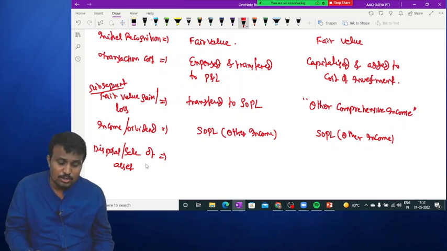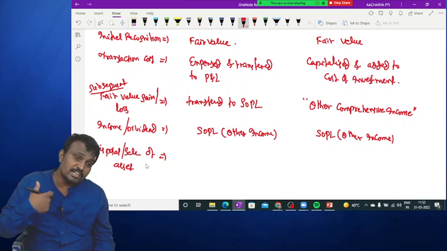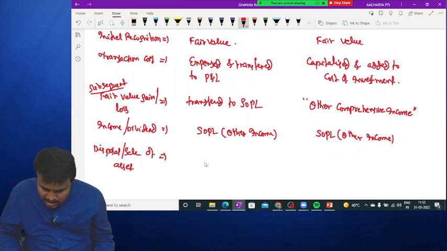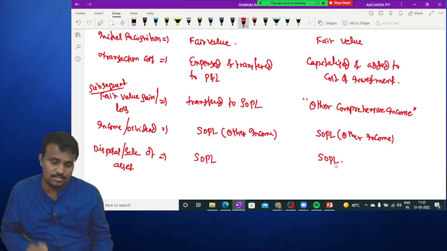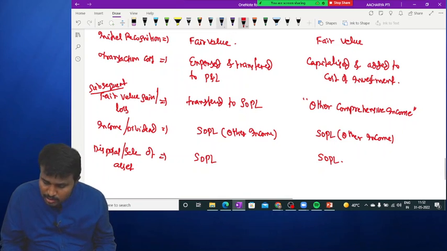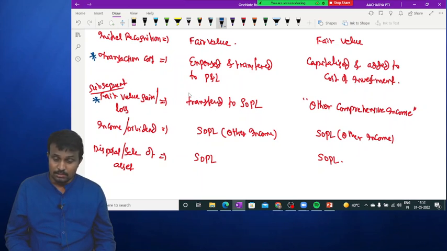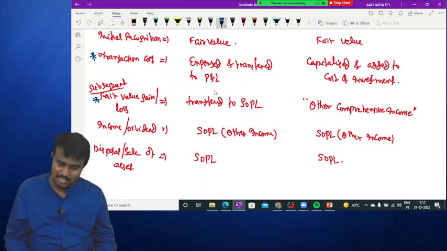That is already the concept of investment. If the investment is sold by the party for either profit or loss, the profit or loss on sale of investment is transferred to which account? Statement of profit and loss. Here also we transfer to the statement of profit and loss. So if you observe these things, the only differences are transaction cost and fair value adjustment.